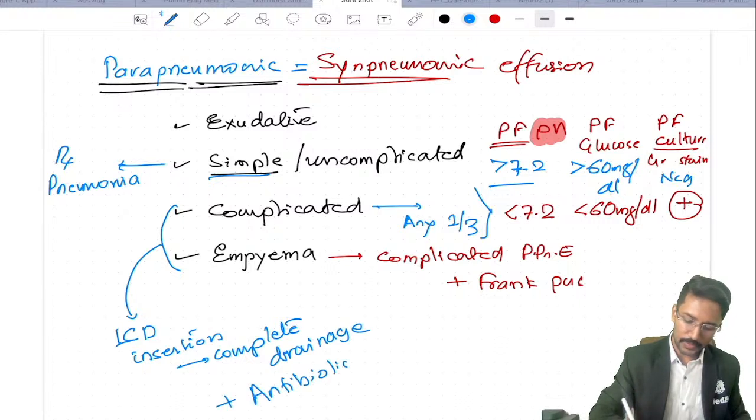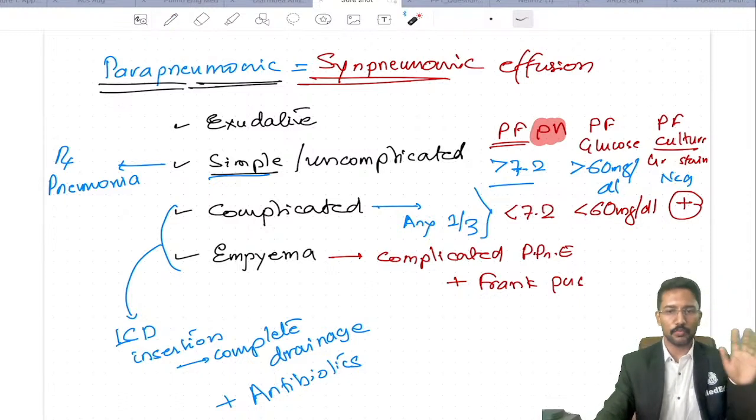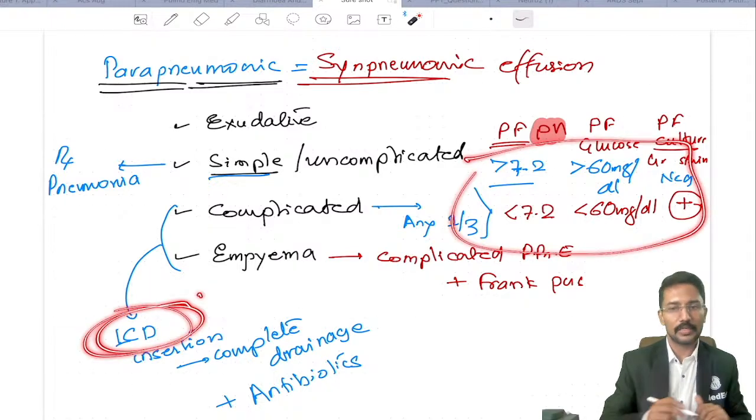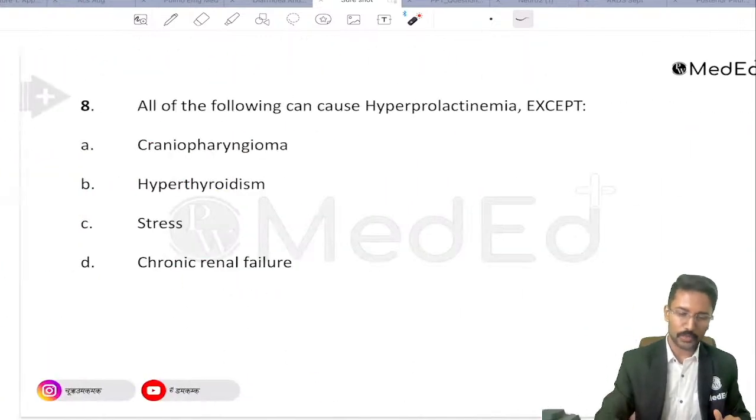Okay, so based on the circumstance, you should be able to answer these kinds of questions. Pneumonia, uncomplicated, option is only antibiotics. Complicated or empyema thoracis, depending on the parameters I just told you, ICD insertion is recommended. Okay, that's about this question.